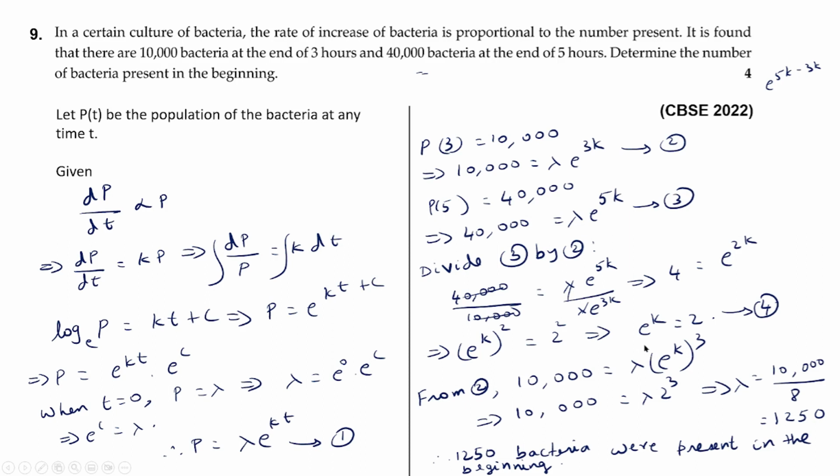After this, finding a relation for k, all these steps up to here will carry 1 mark, and then the remaining steps and the final answer carry 1 mark. So here derivation 2 marks, then the remaining steps 2 marks, a total of 4 marks for this question.